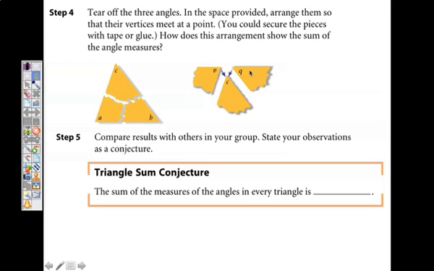If you notice, if you line them all up, what does it make? It makes a straight line. And we've learned in previous units how many degrees are in a straight line. So step 5, compare the results with others in your group. State the observations as a conjecture.